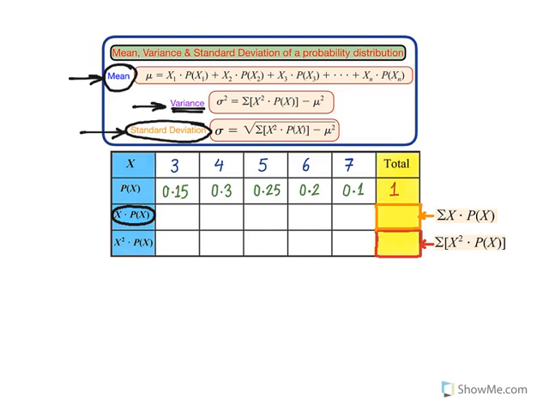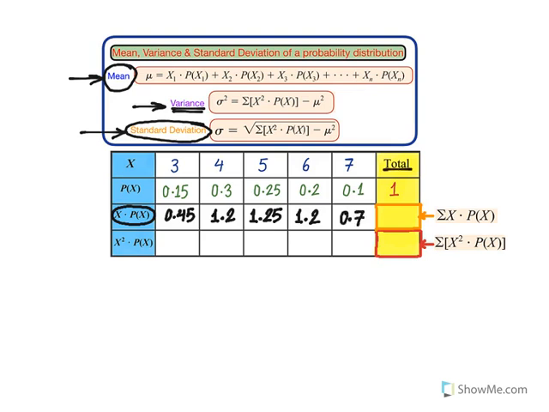So 3 times 0.15, if you multiply it, you get 0.45. If you do the second one, 4 times 0.3, you'll get 1.2. If you do 5 times 0.25, you'll get, of course, 1.25. And if you multiply 6 with 0.2, you'll get 1.2. And last one, if you multiply 7 by 0.1, then you'll get 0.7.